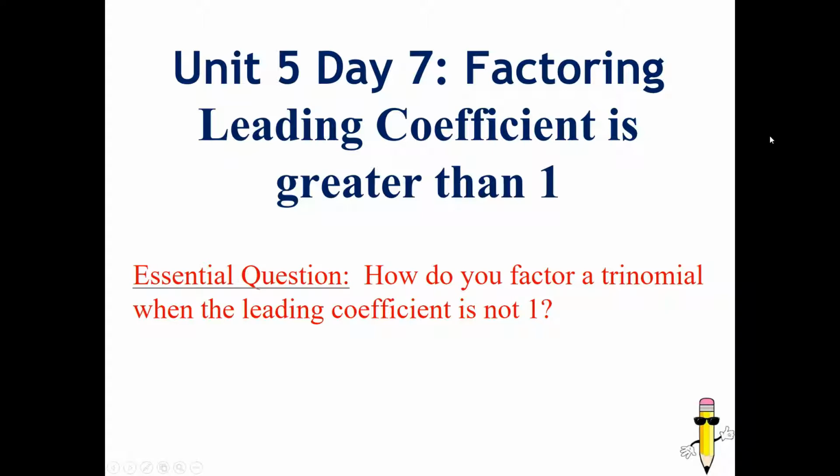Okay, so we're on unit 5, day 7, which is factoring leading coefficients that are greater than 1. If you remember back to our day 6 notes, we talked about factoring leading coefficients that were 1. So now we're going to be working with bigger numbers. The essential question is, how do you factor a trinomial when the leading coefficient is not 1?